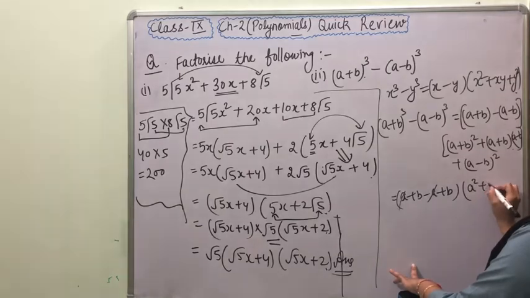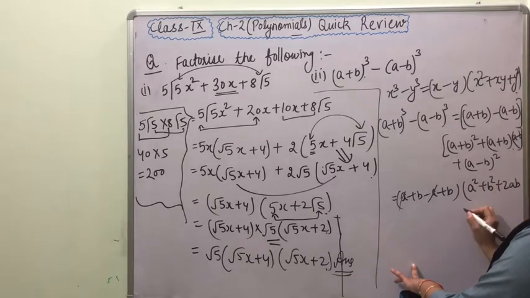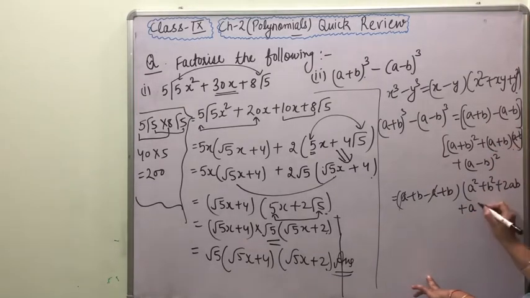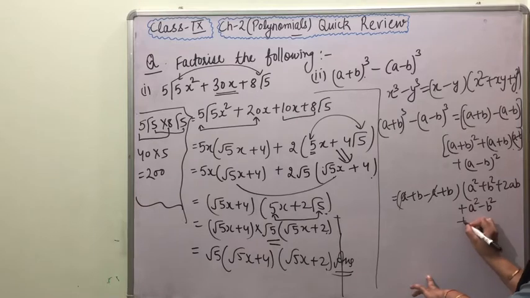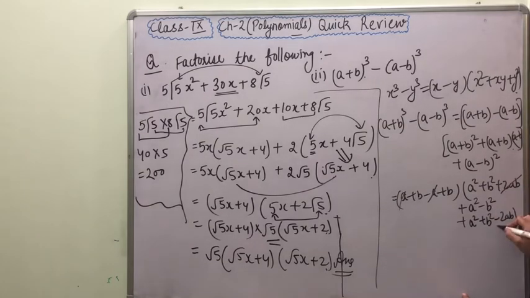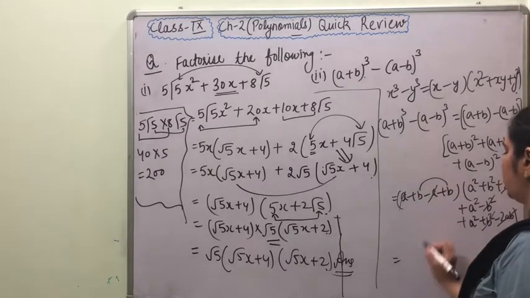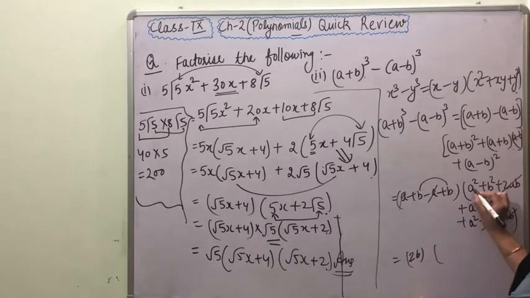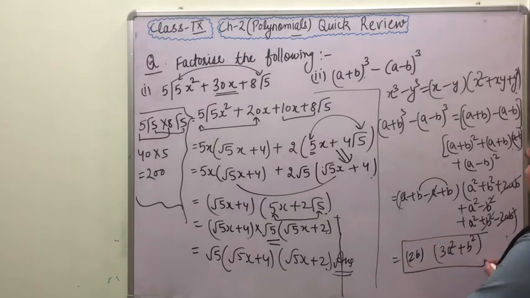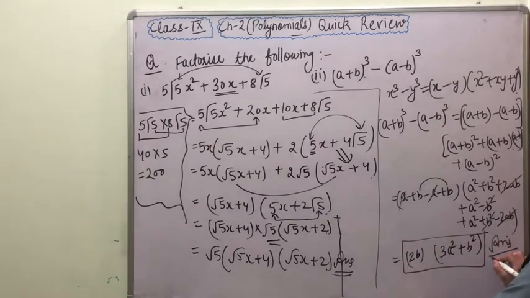This one a square b square 2ab minus of, here it is positive sign, a plus b a minus b, a square minus b square, plus next term is a minus b whole square, which is equal to a square b square minus 2ab. 2ab will be cancelled, b square cancelled, so b and b, 2b into a square, 3a square plus b square. This is the final answer, the product of these two terms.